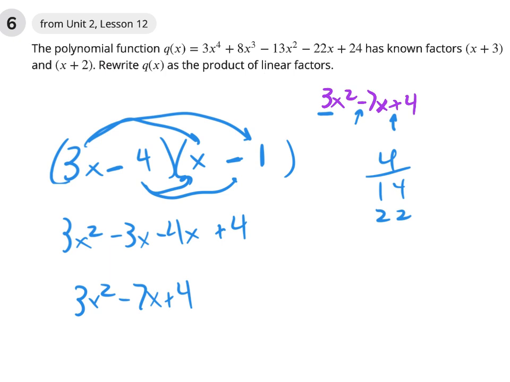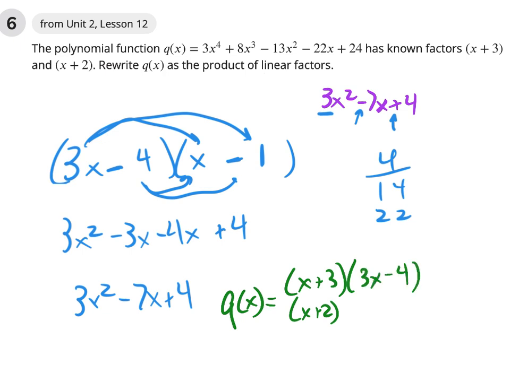So Q of x, let's do this in a different color. Q of x, if I write this as linear factors, is x plus 3, x plus 2, times 3x minus 4, and then x minus 1. So those are all 4 of my factors. I got 4 factors. I got a 4th degree, so it all works out.